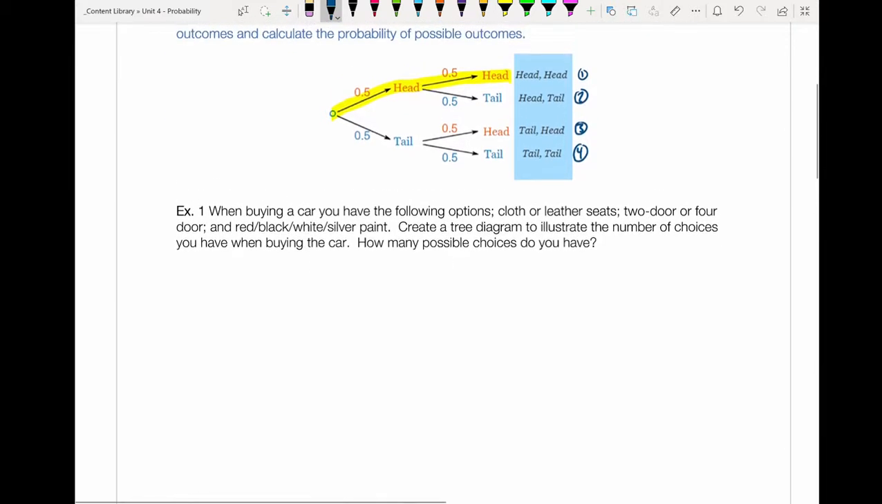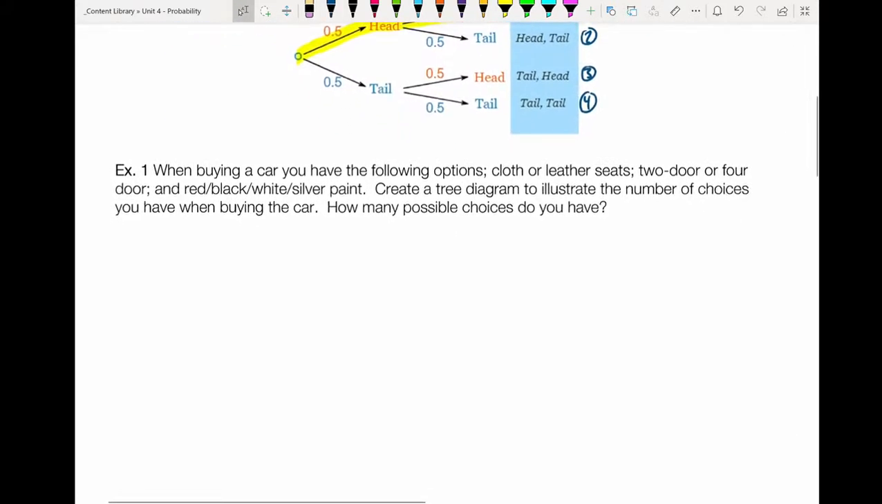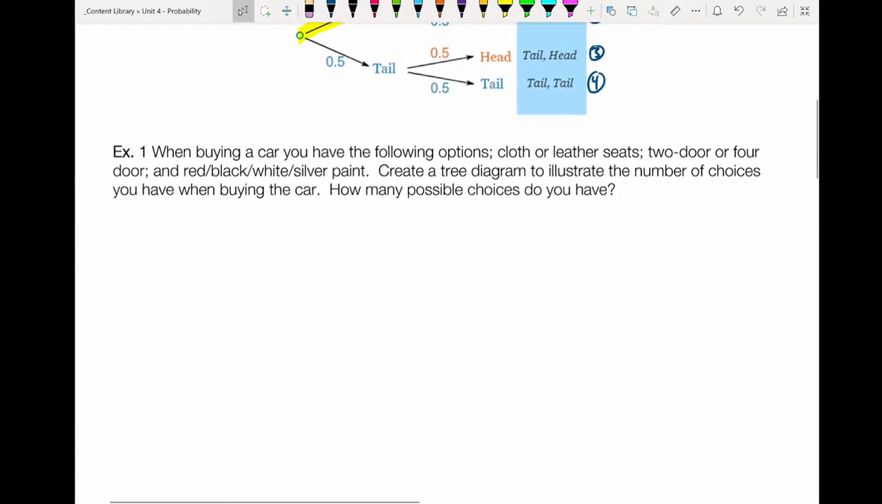For example, when buying a car, you have the following options: cloth or leather seats, 2-door or 4-door, and red, black, white, or silver paint. We want to create a tree diagram to illustrate the number of choices we have when buying the car. Then we can figure out how many different choices, or in other words, how many different combinations we have.